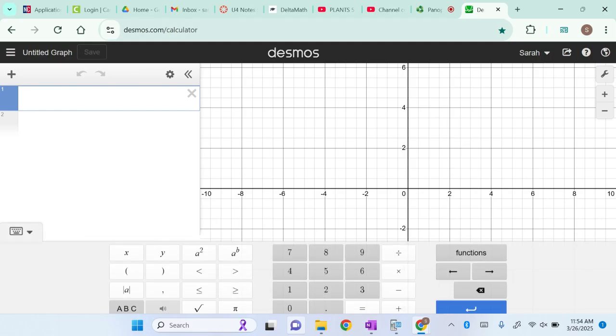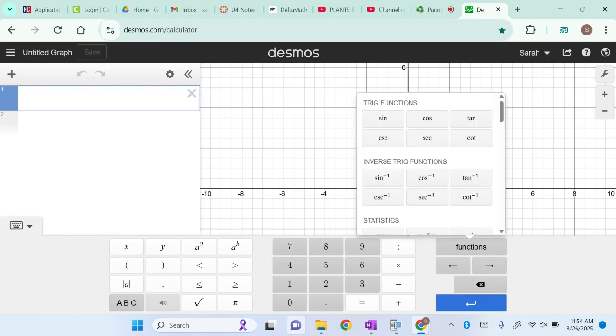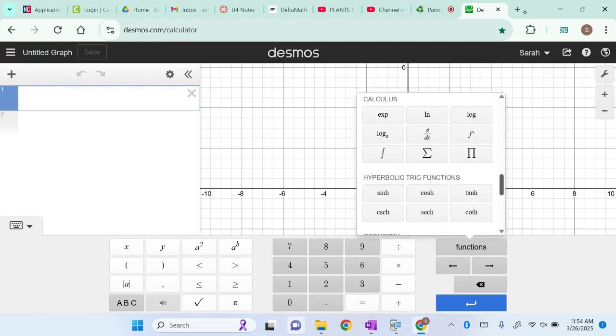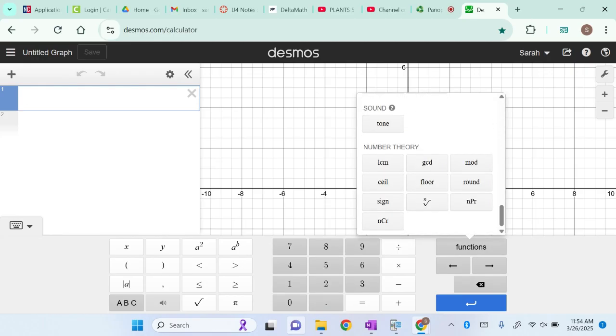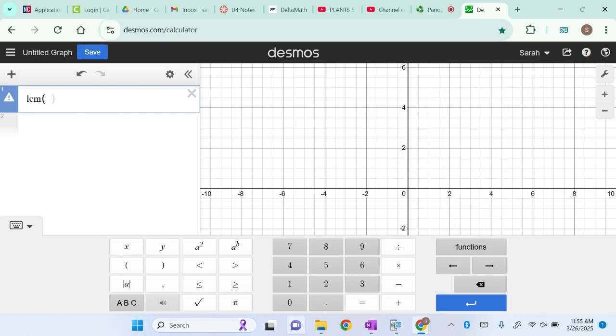So if you go to functions, scroll all the way down to number theory, the very first one says LCM. That stands for least common multiple. That's the exact same thing as least common denominator. If you click it, and then you type in your numbers, 8, 12, it gives you your LCM, which is 24, just like Jasmine said.